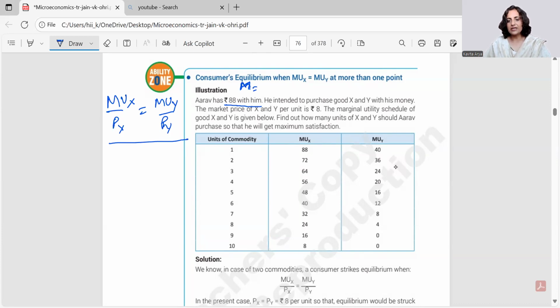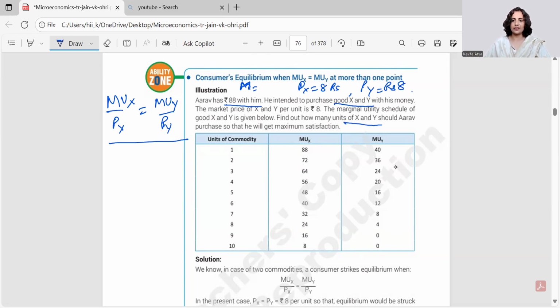He intended to purchase good X and Y with his income. It means it's a two commodity case. The market price of X and Y per unit is 8. So price of X is 8 and price of Y again is rupees 8. The marginal utility schedule of good X and Y are given below. Find out how many units of good X and Y should Arav purchase so that he gets the maximum satisfaction.